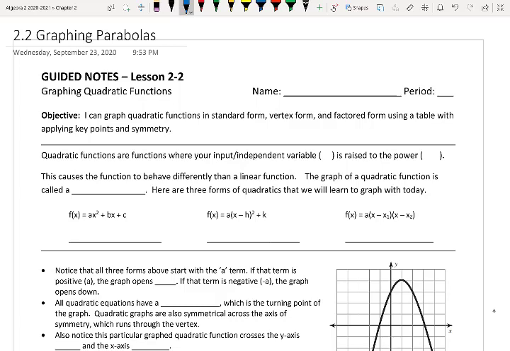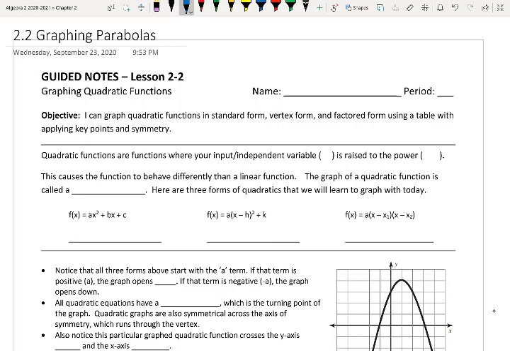Alright guys, today we're taking a look at part 2 of 2.2. This is all about graphing parabolas, and more so really our three different ways that we can have our equation written. I know in 2.1 we talked about vertex form, which is all based on those transformations, but we still have two other ways that we can write this as well.